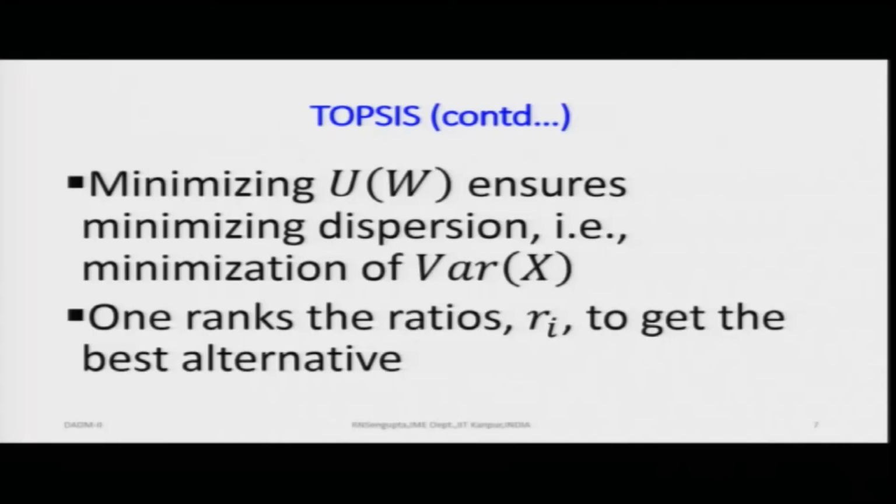So, one ranks the ratios Ri to get the best alternative, and then we find the multiplication of the decision matrix by the weights to find out how the ranking can be done with respect to each and every alternative, with respect to each and every criteria.